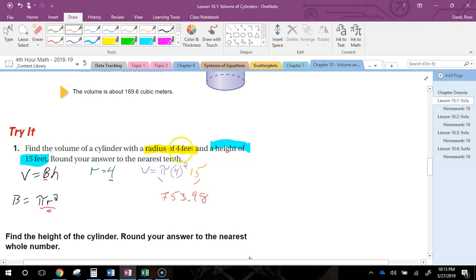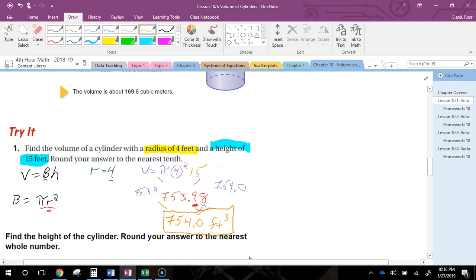753.98. And rounding to the nearest tenth means right here. And so my answer is either going to be 753.9, or if you'd go up, 754.0. And our final answer, because we look at the 8 in the 100th place, we would round up. My answer should be 754.0. Volume, we are in feet cubed.